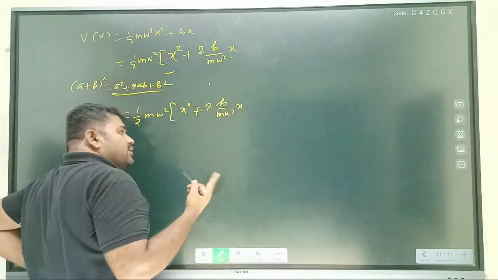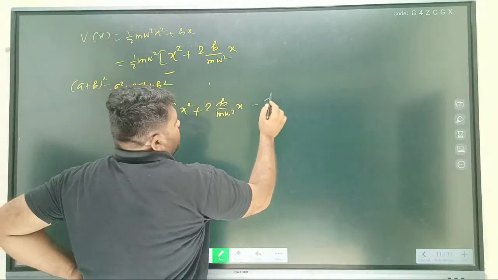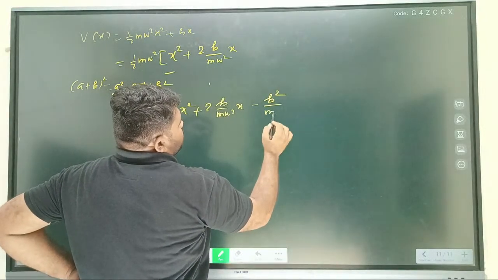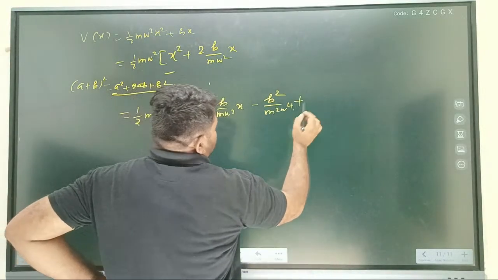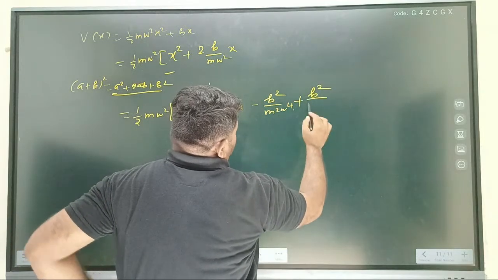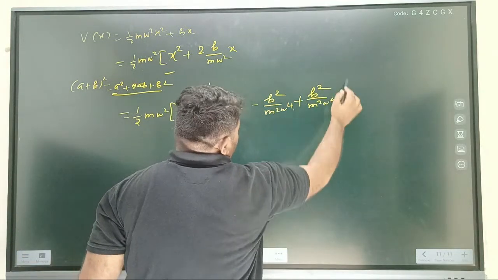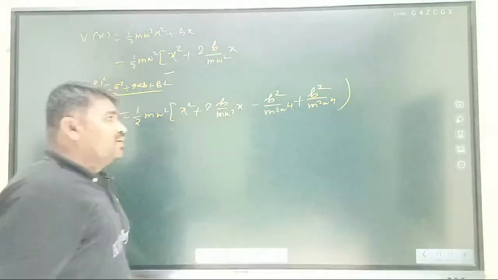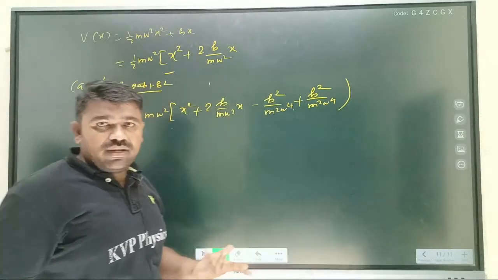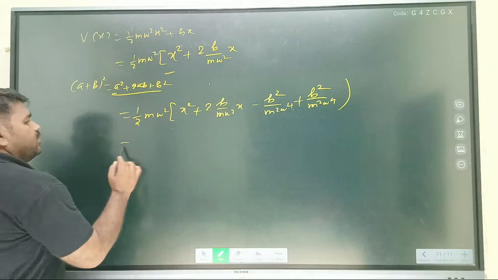सेम टर्म हम ऐड भी करेंगे सब्ट्रैक्ट भी करेंगे. Means here we can write down the b square upon m square omega raised to 4. एक प्लस करेंगे एक माइनस करेंगे. b square upon m square omega raised to 4. मतलब कुछ भी इक्वेशन में चेंज नहीं होगा. This gets cancelled. Again we are getting the equation will be the same. Clear? This is equal to how much?